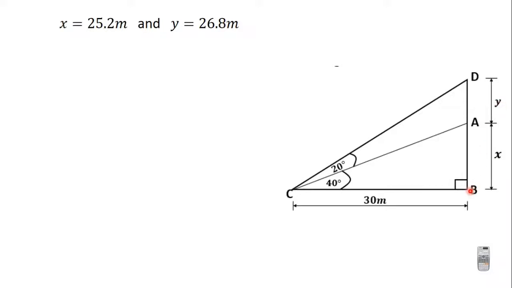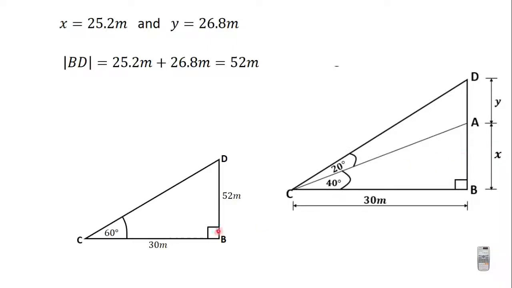So we can say that the length BD, so x is equal to 25.2 meters and y is equal to 26.8 meters. So the length BD is equal to x plus y. X plus y will give us 25.2 meters plus 26.8 meters, and that will give us 52 meters. So we know the length BC to be 30 meters and the length BD to be 52 meters. Okay, so if you are considering triangle DBC, we know that the angle here is 60 degrees. We know this length to be 30 meters. We know this length to be 52 meters. And we want the length DC. That's what the question told us to find.